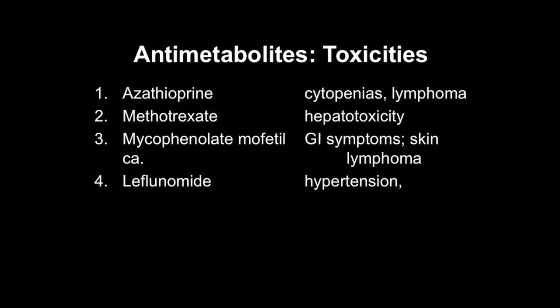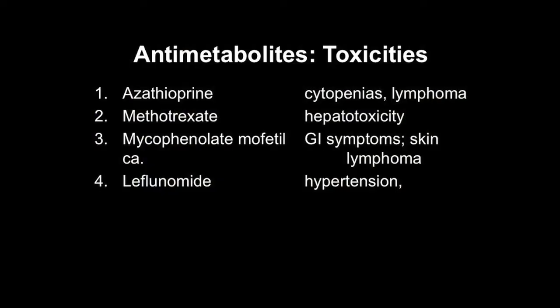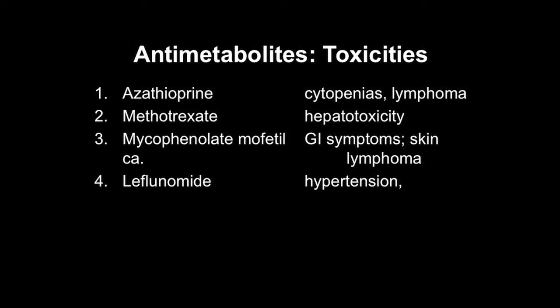So with azathioprine or Imuran, low blood counts, that's what a cytopenia is. Lymphoma risk goes up on that drug. Methotrexate has been around for a long time. Our fear of methotrexate is its effect on the liver. It can cause hepatotoxicity. Mycophenolate mofetil, we use that a lot now for kidney disease, but we worry about skin cancers and lymphoma. An annoying side effect is its effect on the stomach, causing diarrhea and some nausea.